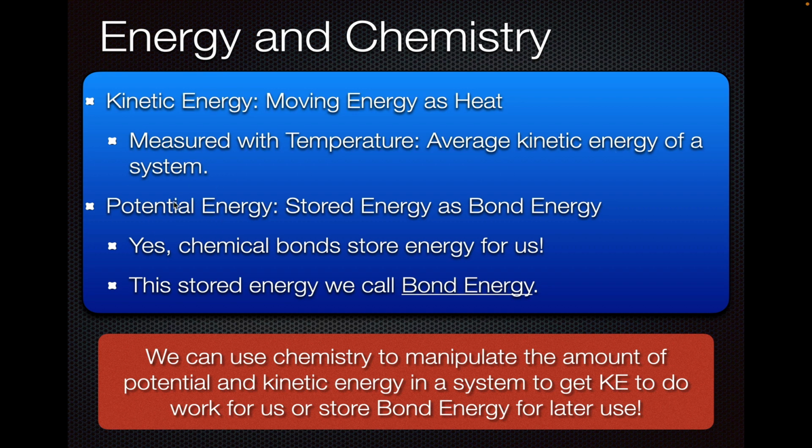Now the potential energy that we talk about is going to be our stored energy as bond energy. Okay, this one might be kind of new to you. So bond energy is actually the energy that is stored in the chemical bonds themselves, okay? So the actual chemical bonds that we have, those ionic bonds, those covalent bonds, even those intermolecular forces, that IMF, that bond actually is a storage house of a small amount of energy. So each bond has a tiny bit of energy that it's storing for us, okay?